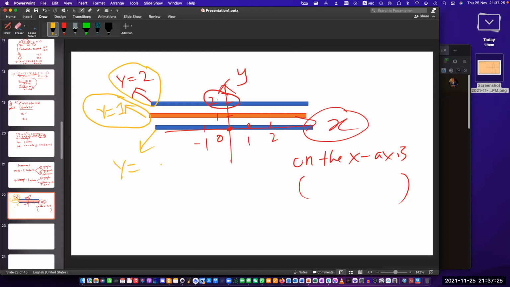This is y equals to something. So y is equal to 0. I mean this line. Does it make sense? Yeah. So that means on the x-axis means y equals to 0. This is how you get the mathematical meaning of on the x-axis. Now we turn to the y-axis.